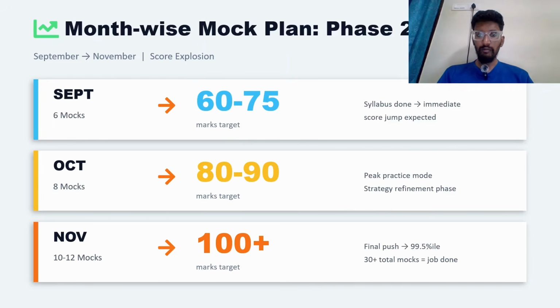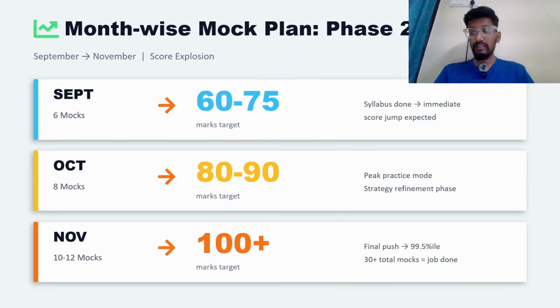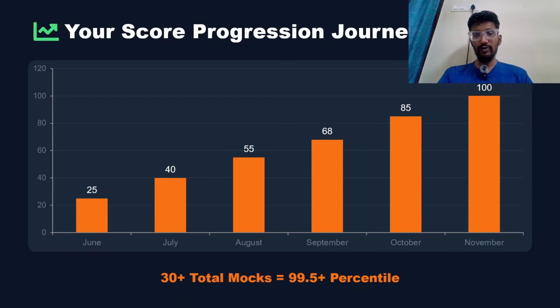When it comes to November, you can write 8 to 12 mocks. Target score should be 100 plus. This is not the basic push. This is the final push. By this stage, you should attempt more than 30 mocks in total. And if you have consistently analyzed them and noted down the weaknesses, a 99.5 percentile is quite possible, right? So guys, this is how you should progress and understand your journey.